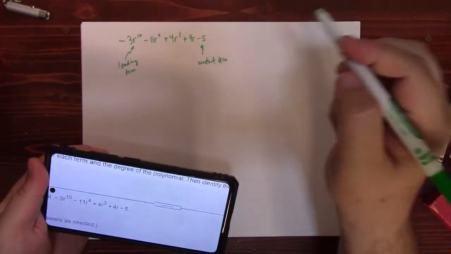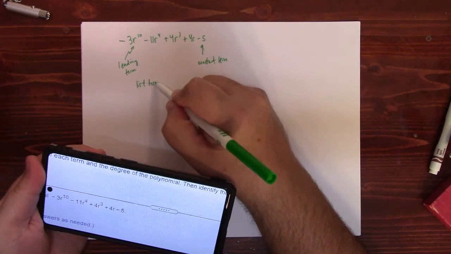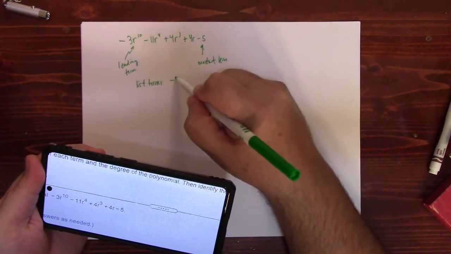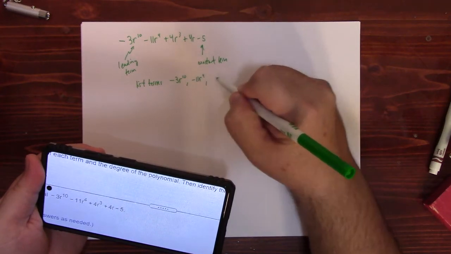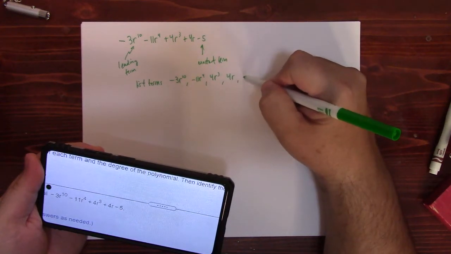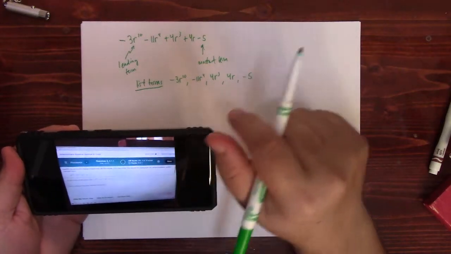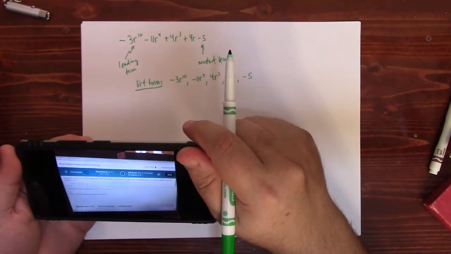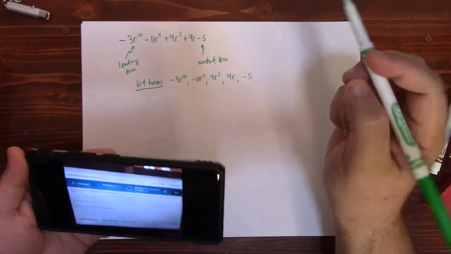And if I had to list the terms, since they didn't tell me to list just some of them, I would say minus 3r to the 10th, comma, minus 11r to the 4th, comma, 4r cubed, comma, 4r, comma, minus 5. That seems dumb. So I bet what they meant here was list the terms that we said were interesting in the previous part of the problem, but we can't be bothered to write here.